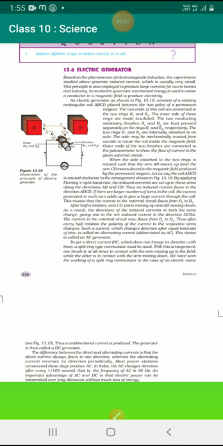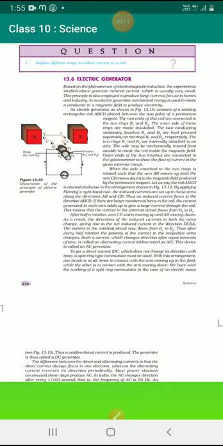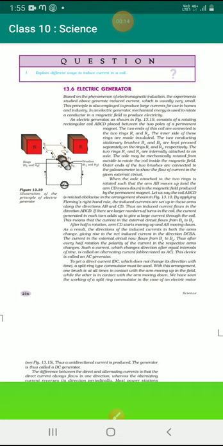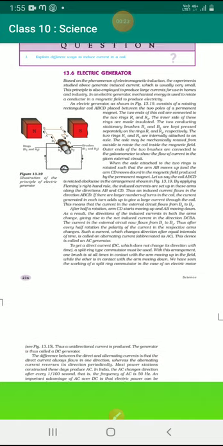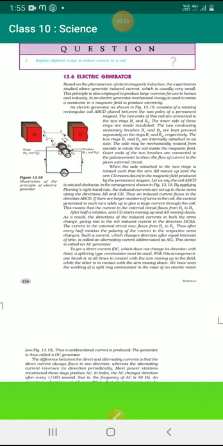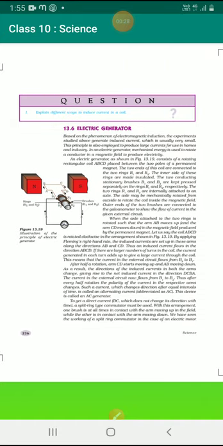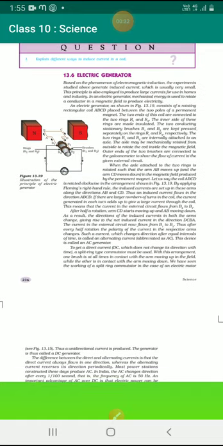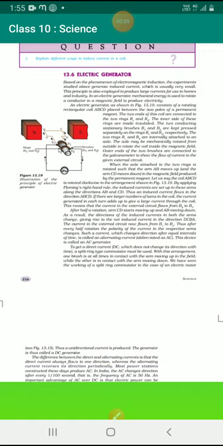Dear 10th standard students, in our previous class, we discussed the electric motor. Its diagram is very important as far as the examination is concerned, and we have also discussed its working. We also discussed the right hand thumb rule and Fleming's right hand rule. In the last session of this lesson, let's try to understand the electric generator.